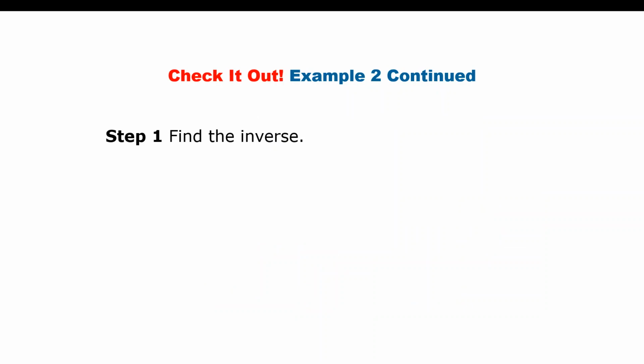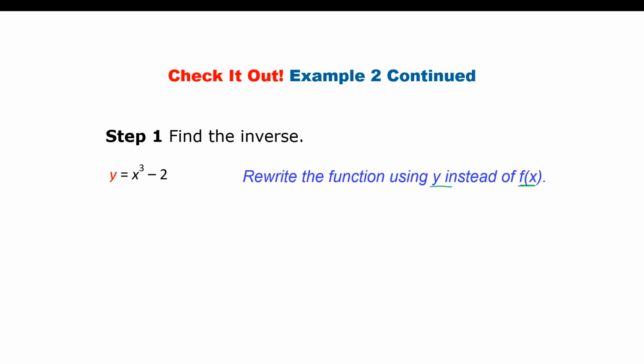All right, the second step you need to do is find the inverse. Okay, so let's rewrite the function and use y instead of our f of x. So we're going to say y equals x cubed minus 2. Now remember, next thing we're going to do is switch the x and y's. And now once I do that, I'm going to go back and solve for y.